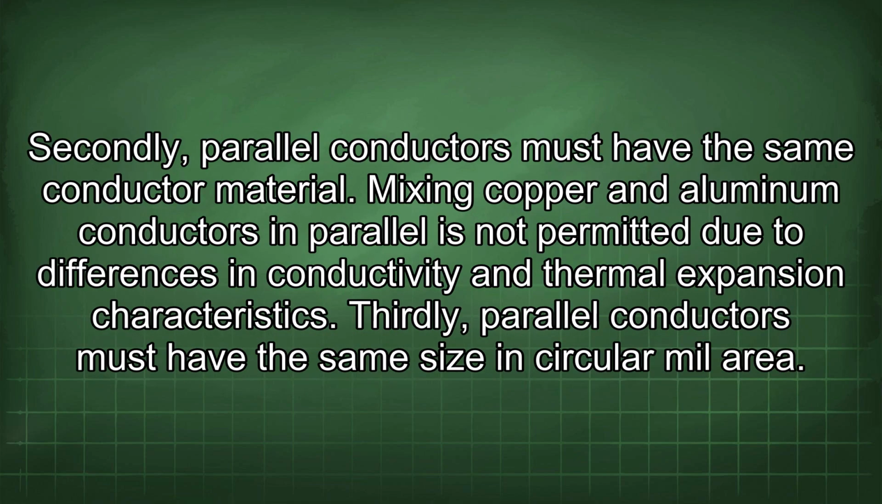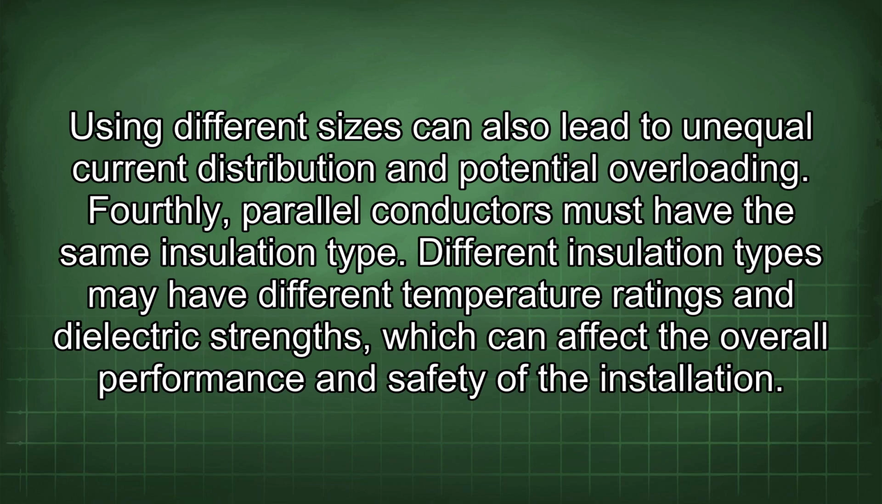Secondly, parallel conductors must have the same conductor material. Mixing copper and aluminum conductors in parallel is not permitted due to differences in conductivity and thermal expansion characteristics. Thirdly, parallel conductors must have the same size and circular mil area. Using different sizes can also lead to unequal current distribution and potential overloading. Fourthly, parallel conductors must have the same insulation type. Different insulation types may have different temperature ratings and dielectric strengths, which can affect the overall performance and safety of the installation.